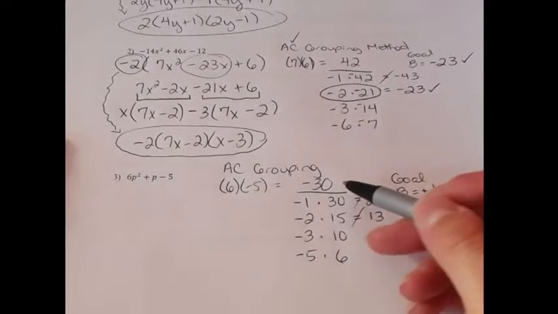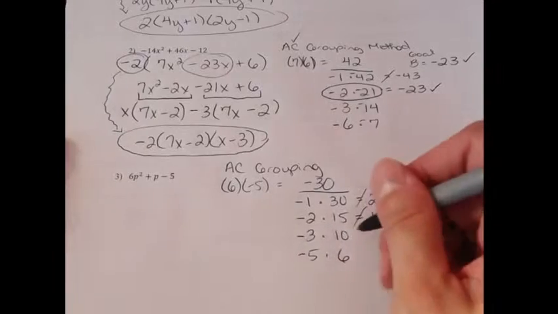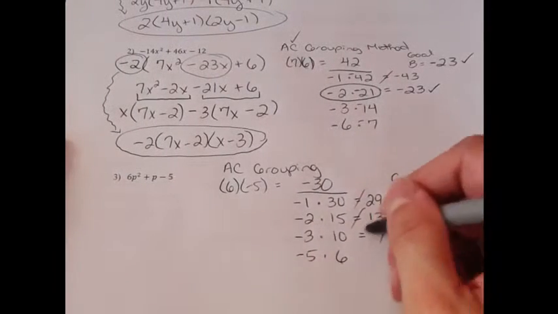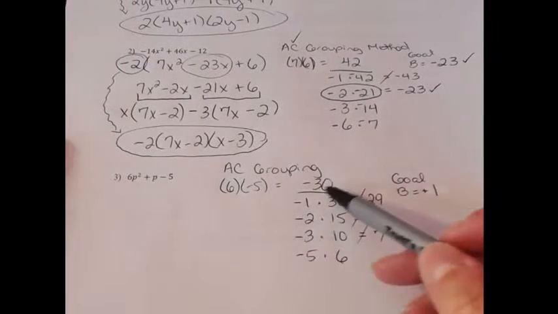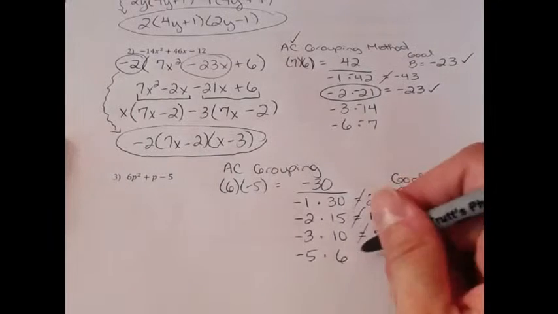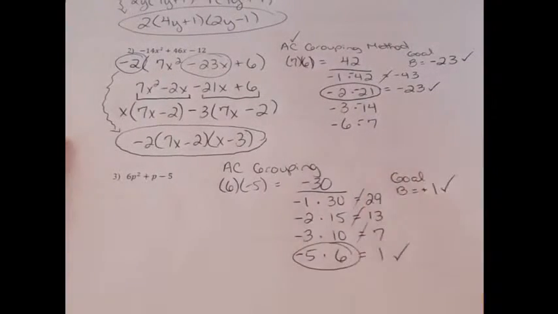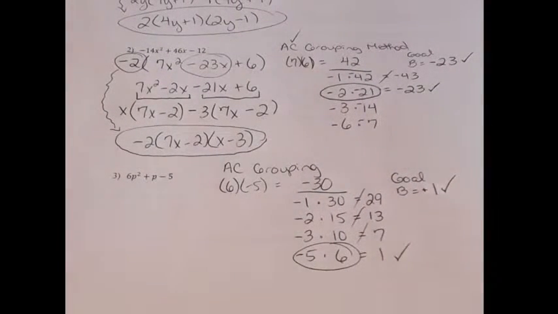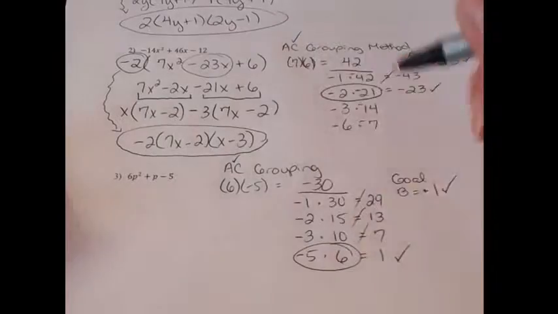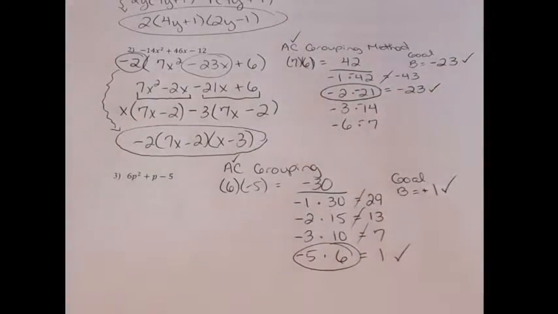Negative 3 times 10 is a negative 30, but negative 3 plus 10 is a positive 7. Still not. Negative 5 times 6 is negative 30, and negative 5 plus 6 is positive 1. Check. So you always find the combination that's going to give you your B term, which is in this case a positive 1. All right, we go ahead and we move through the grouping process, which means we rewrite.